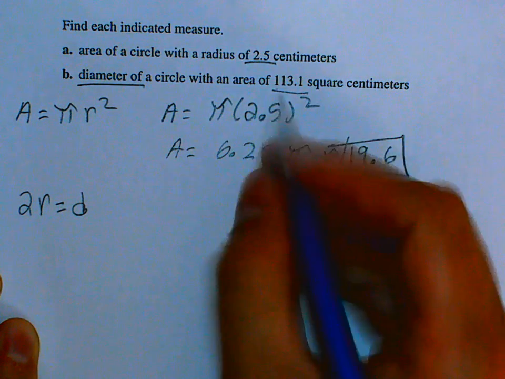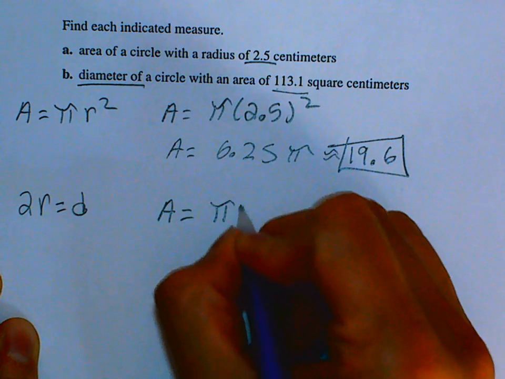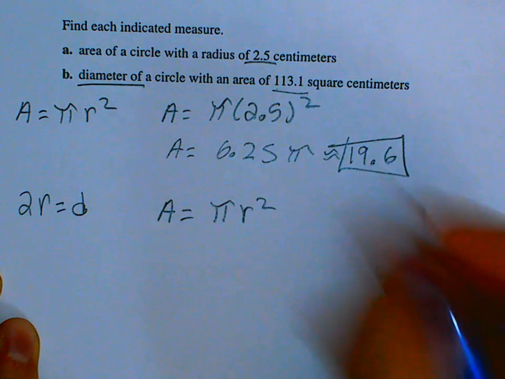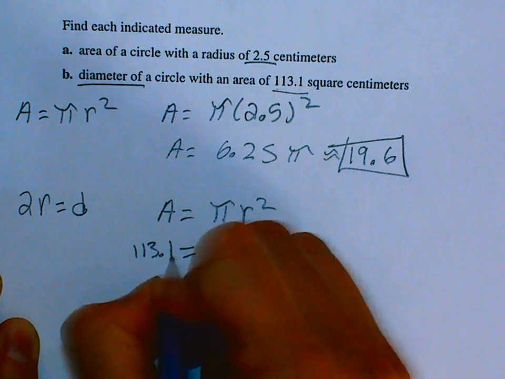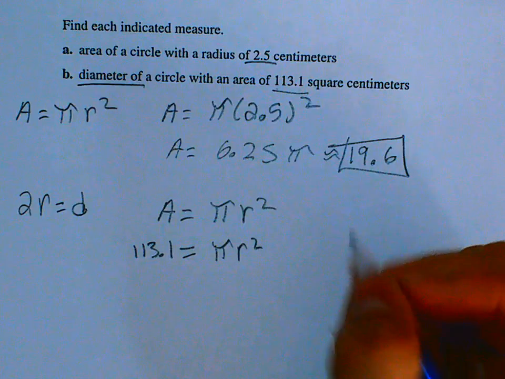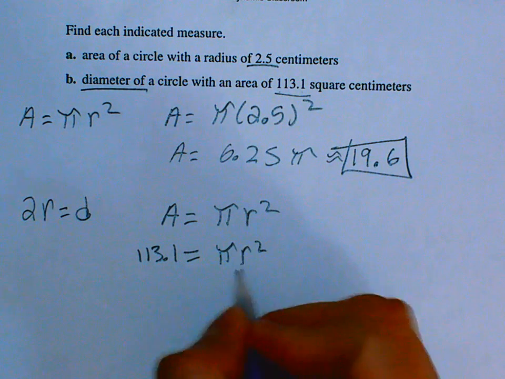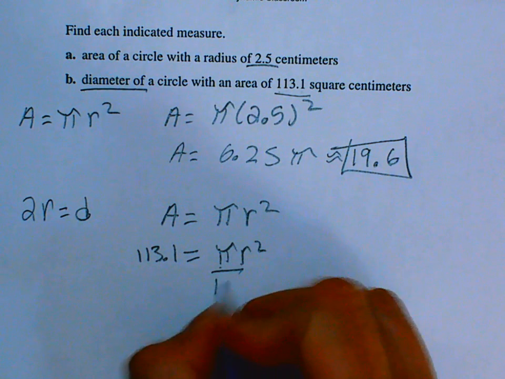So I'm going to look for the radius using the same equation. Area equals pi r squared. The area is 113.1. I need to find out what is going to be the radius. So my goal is to solve for r. So before I do anything, I have to get rid of the pi. How to get rid of pi?